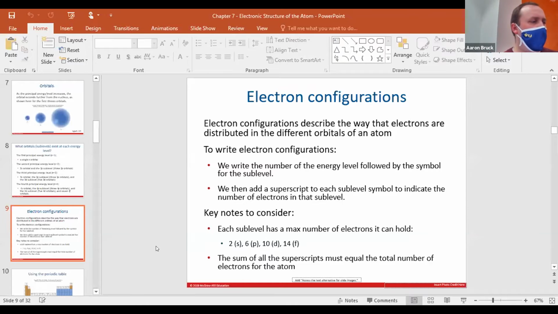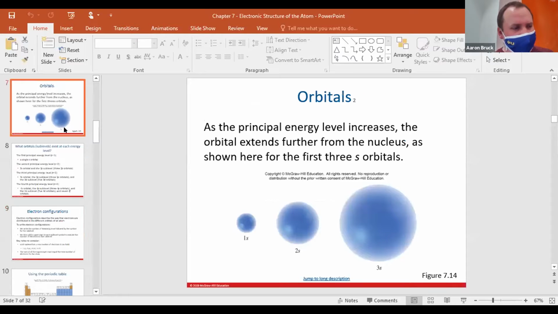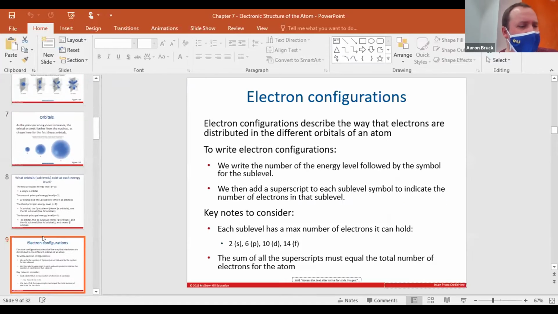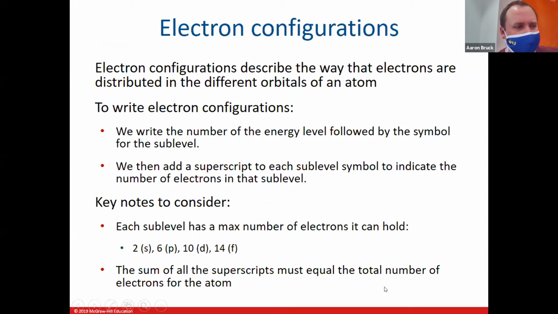On Wednesday, we spent the majority of our time talking about the electronic structure of the atom from the standpoint of moving away from the idea of electrons in circular orbits to the idea of electrons in these three-dimensional shapes that we call orbitals. Now, what an electron configuration does is tell us how the electrons of a given atom are distributed among the energy levels in a given atom.